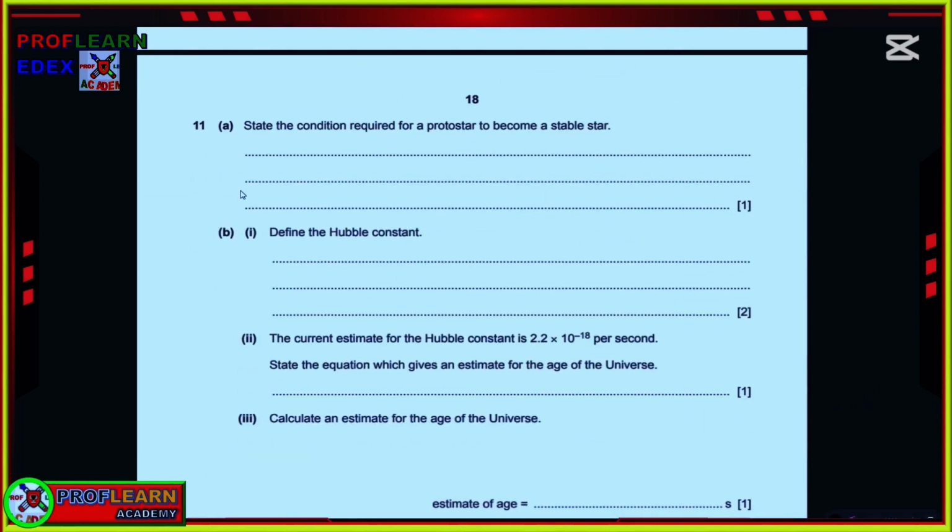From space physics, you are going to state the condition required for a protostar to become a stable star. Remember, a protostar becomes stable when the inward and the outward forces are balanced. Inward gravitational force and the outward force due to high temperature and pressure. For number 11a, you have to write inward gravitational force balances with outward force due to fusion reactions.